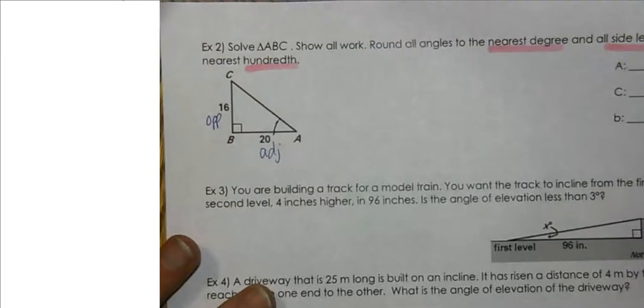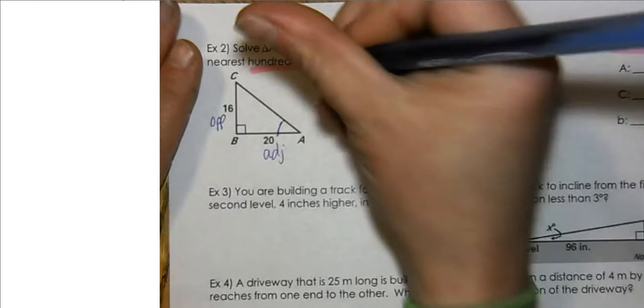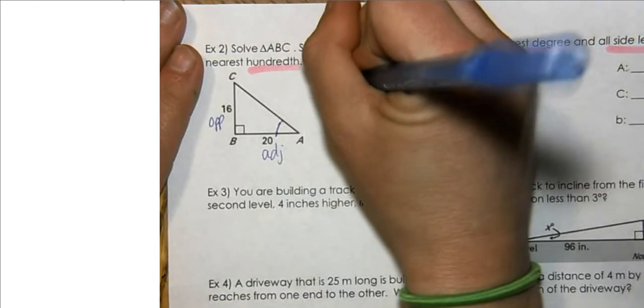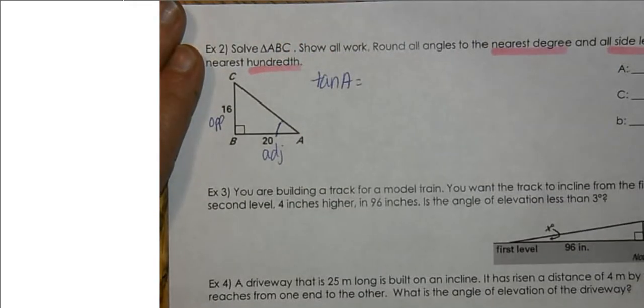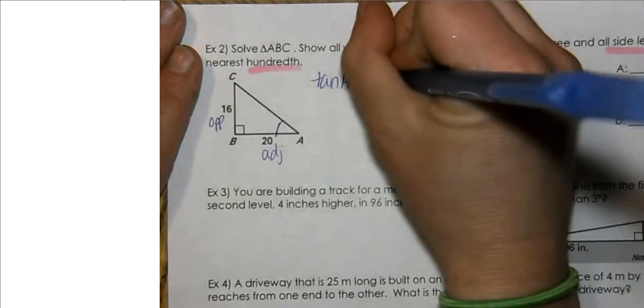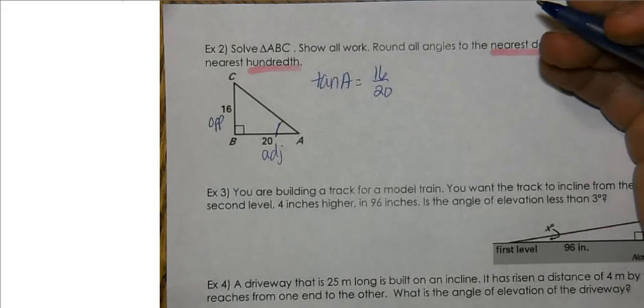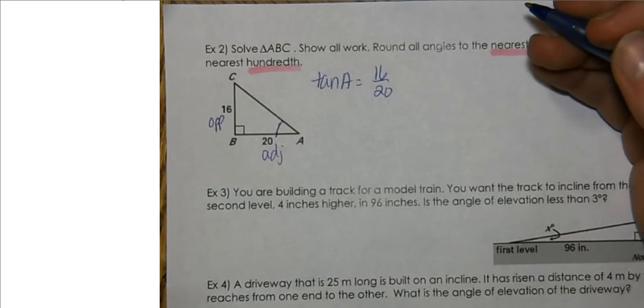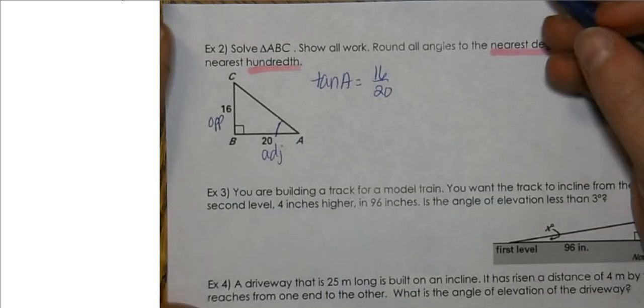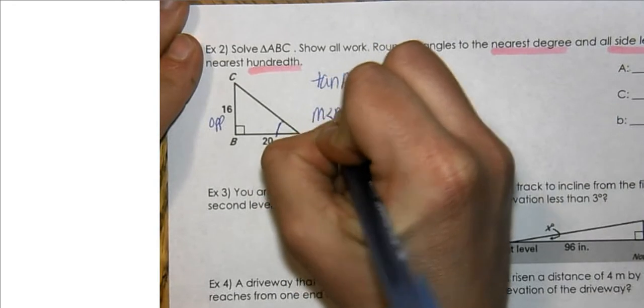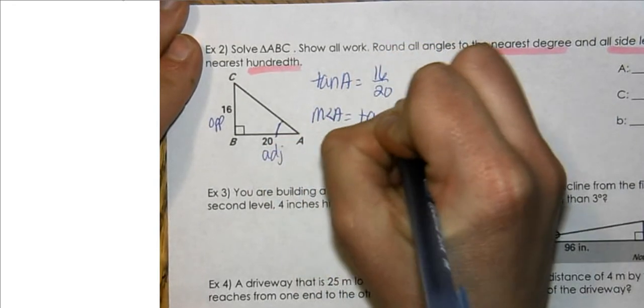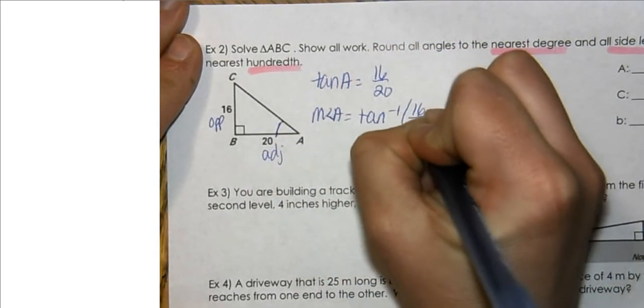So I know that the tangent of angle A, if I knew what the measure of angle A was, would be equal to 16 over 20. But I don't know what the measure of angle A is. So I can find that using inverse. I know that the measure of angle A will be equal to the tangent inverse of 16 over 20.